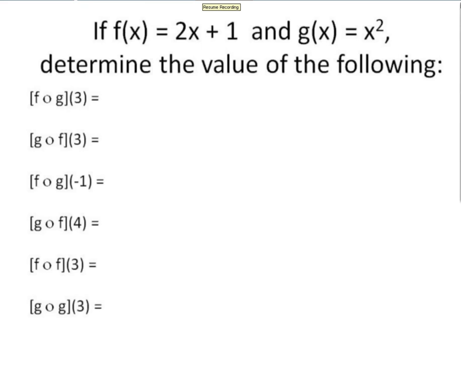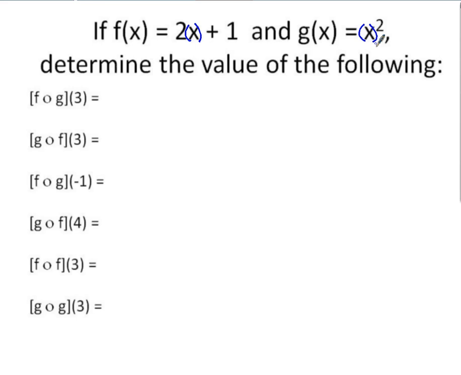First function that's defined, f of x equals 2x plus 1. Second function, g of x equals x squared. Just as we saw in the previous examples, if it helps, for each function that's defined, wherever you see an x, maybe throw some parentheses around those x's to say, eventually I want to substitute some values in those places. But as it's defined for these two functions, you want to determine the value of the following.